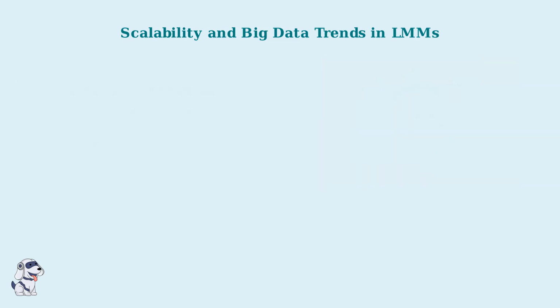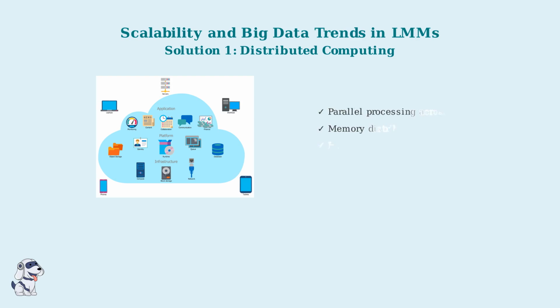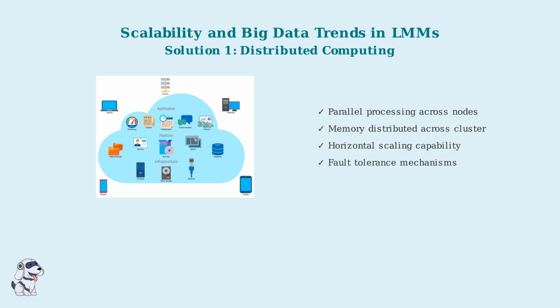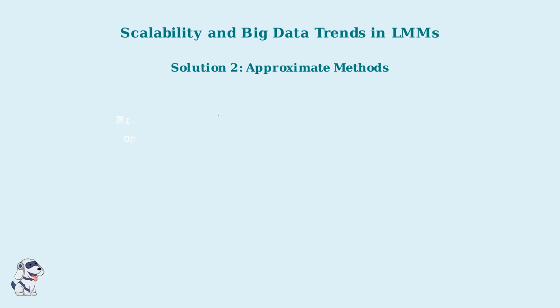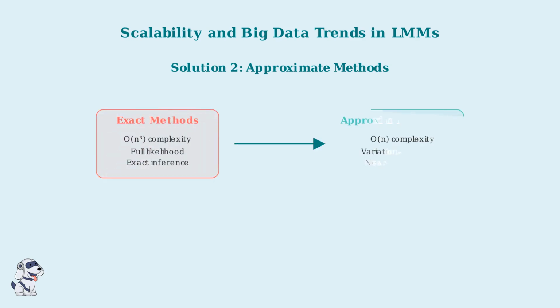To address these challenges, researchers have developed three main approaches: distributed computing, approximate methods, and cloud integration. Distributed computing approaches split large datasets across multiple machines, enabling parallel processing and horizontal scaling. This architecture provides fault tolerance and distributes memory requirements across the entire cluster. Approximate methods reduce computational complexity from cubic to linear time while maintaining near-exact results. These methods use variational inference and other techniques to make large-scale mixed models computationally feasible.